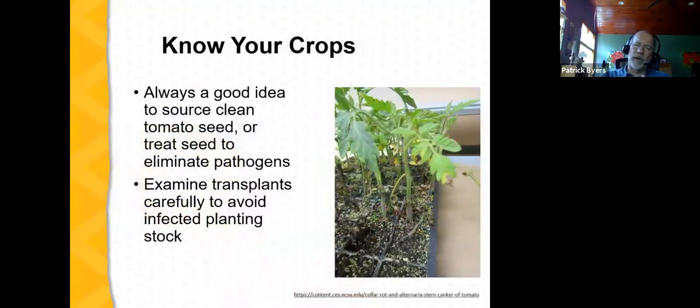So the first strategy that farmers shared with us is to know your crops. If you're purchasing tomato seed to grow your own transplants, make sure that it's clean. Reputable nurseries will treat seed in such a way that it's clean of diseases such as Alternaria. If you're buying transplants, do examine them closely. Looking at this picture here, notice the yellowish area on the transplant leaf. That's Alternaria. That transplant is already infected with Alternaria. And again, you want to be very cautious about this if you're purchasing planting stock.